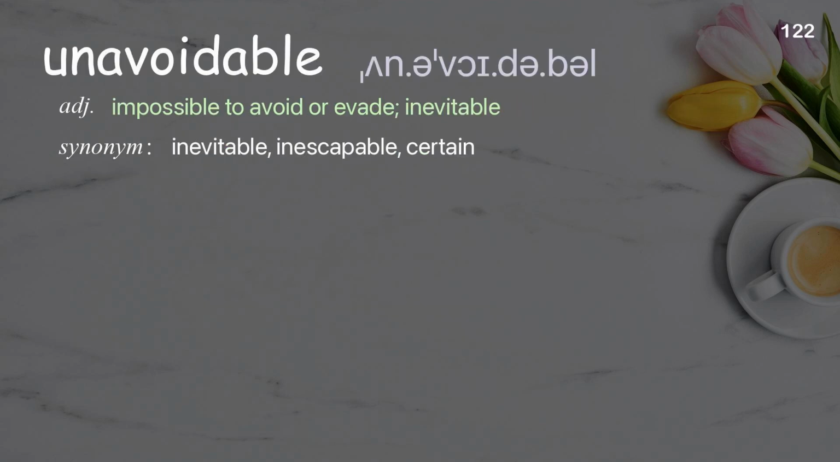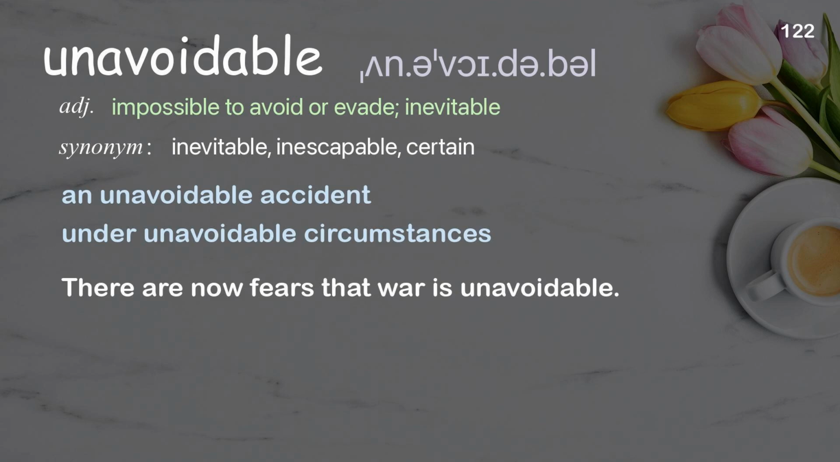Unavoidable. Impossible to avoid or evade, inevitable. Examples: An unavoidable accident. Under unavoidable circumstances. There are now fears that war is unavoidable.